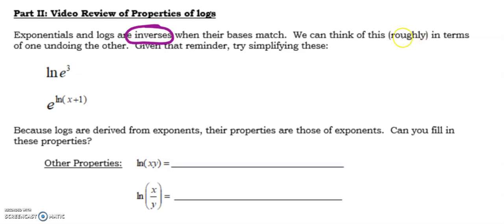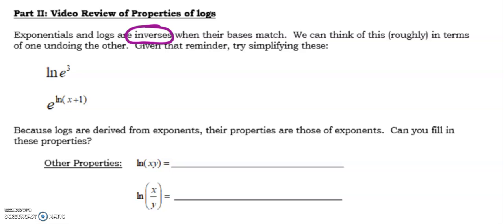We can think of this roughly in terms of one undoing the other. So if you were to add 5 and then immediately subtract 5, you get right back to where you started. Likewise, if you were to multiply by 2 and then immediately divide by 2, you would get right back to where you started. If you squared something and then immediately took the square root, technically you get the plus or minus version, a little nuance to be careful of, but you get the idea.